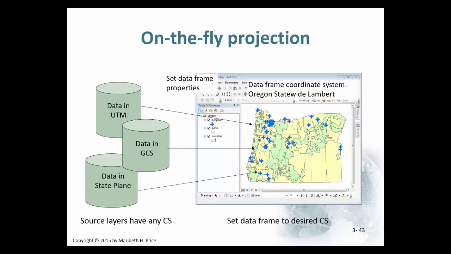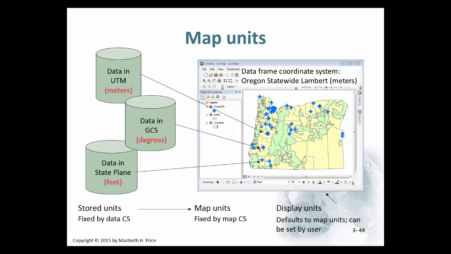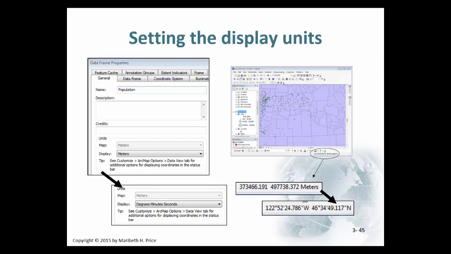ArcMap can do what we call on-the-fly projection. As long as the datasets have their coordinate system properly labeled and defined, ArcMap can use datasets with multiple coordinate systems to create a map using the desired data frame coordinate system. Map units are fixed based on a particular coordinate system used. The display units will default to the map units but can be adjusted by the user. To adjust the map units, go to the General tab of the Data Frame Properties.